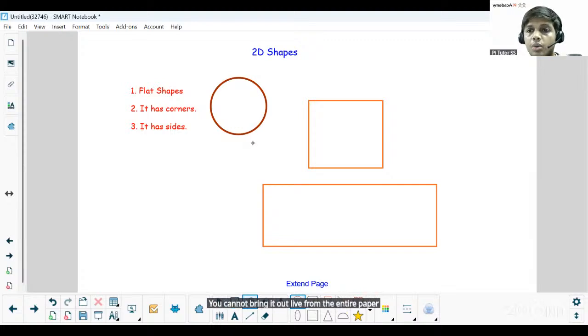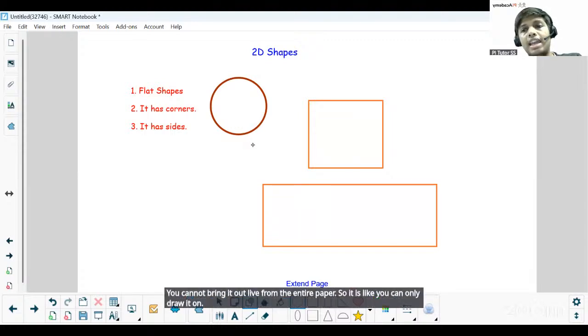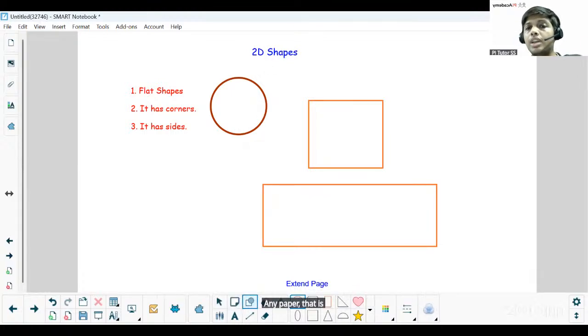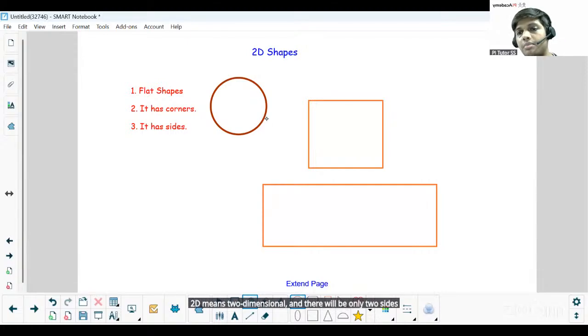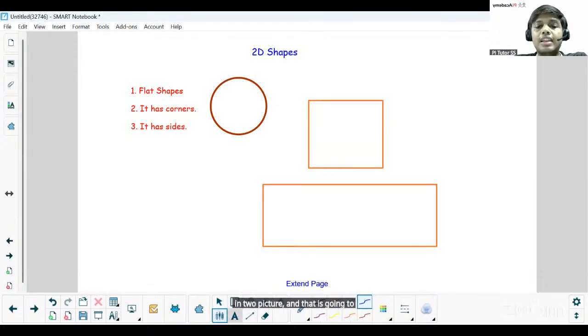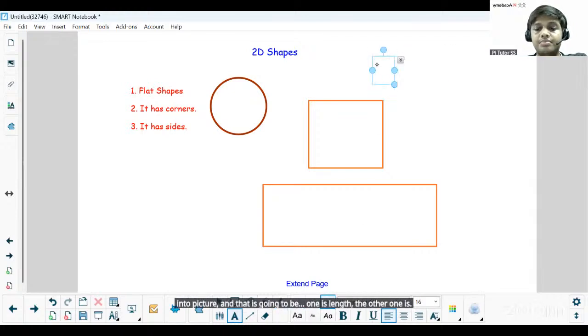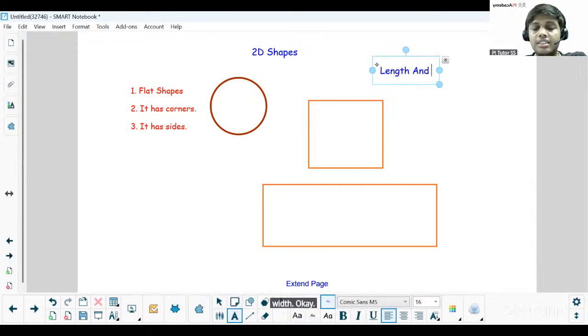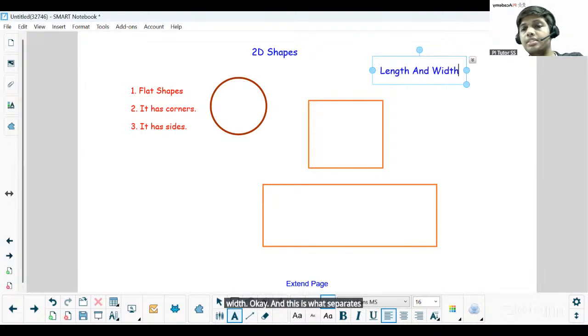So it is like you can only draw it on any paper. That is why they are called 2D. 2D means two dimensional, and there will be only two sides which are going to come into picture. One is length, the other one is width. Okay. And this is what separates a 2D shape from the 3D shape.